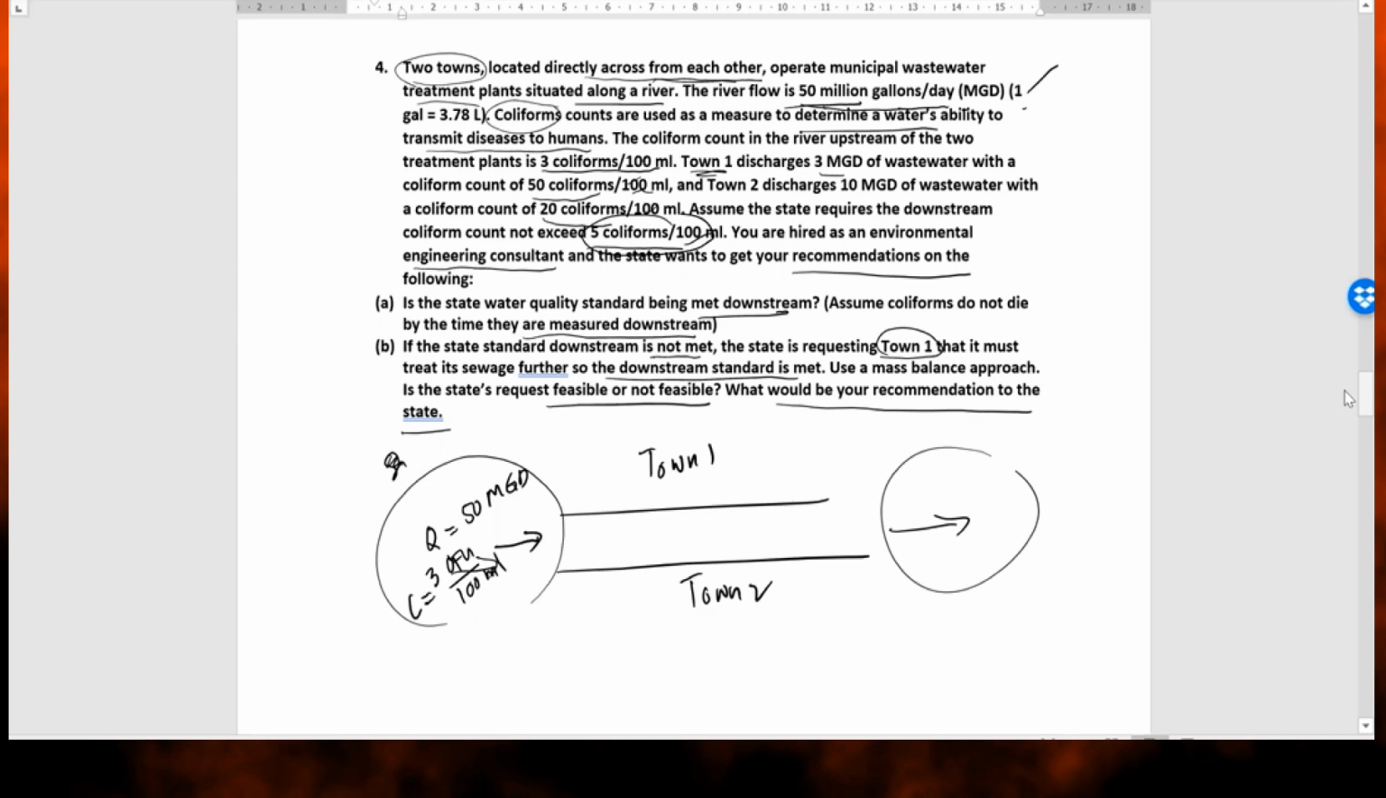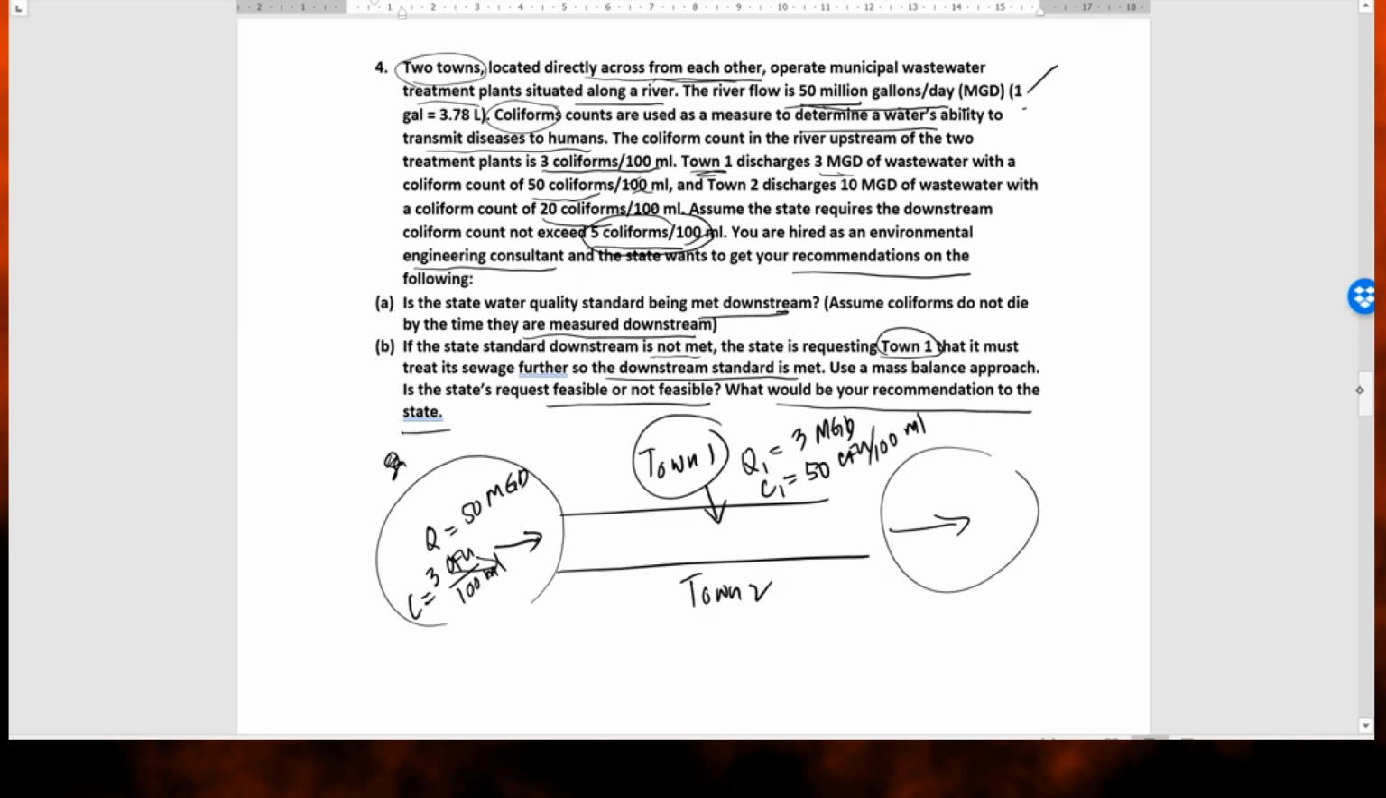of bacteria. And then Town 1 discharges 3 million gallons per day of wastewater. This is Town 1 here, so there's an input here. So we have Q1 is 3 mgd, and then coliform count C1 is 50 CFU per 100 ml.